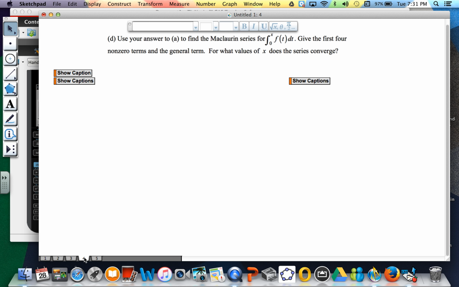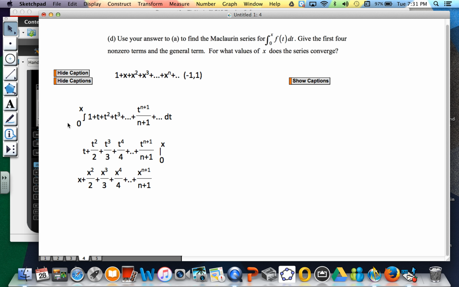Now, if you look at D, it says use your answer in part A to find the Maclaurin series for the integral from 0 to x of f of t dt. Give the first four non-zero terms and the general term. For what values of x does the series converge? Well, there's my original. Always write it out. The integral from 0 to x of 1 plus t squared plus t cubed, yada yada yada.